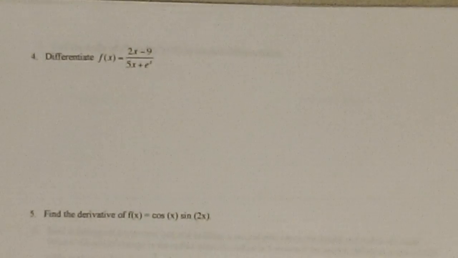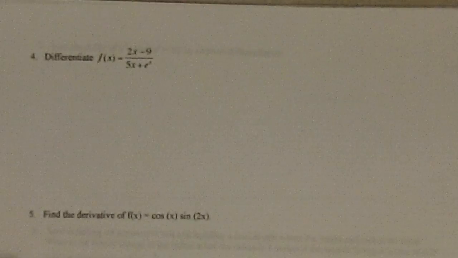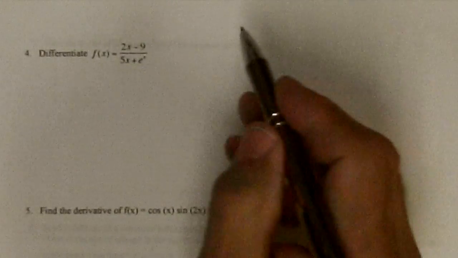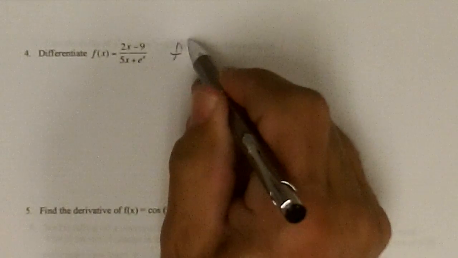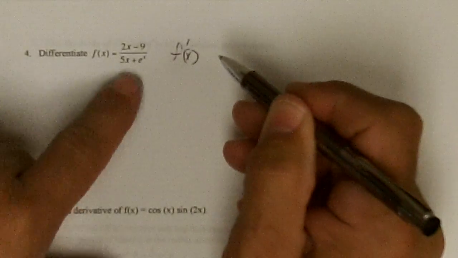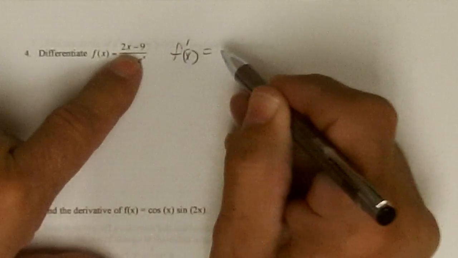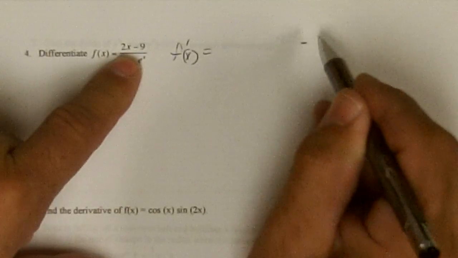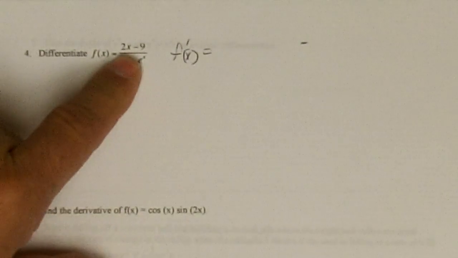Alright, let's do page 2. It says differentiate this, which is a quotient, so I have to use the quotient rule. F prime of x would be the derivative of the numerator. We want to do the derivative of the numerator first because there we have to do a subtraction. It makes a difference which one we do first.